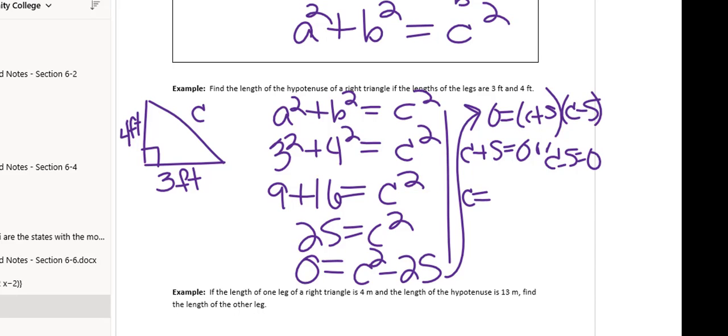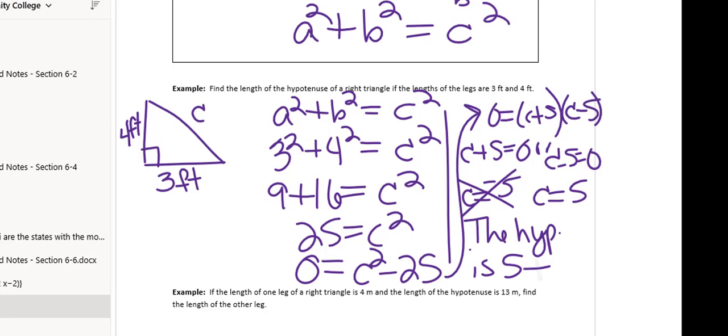If C plus 5 equals 0, then C is a negative 5. That doesn't make sense because it's length, it's feet. All right, so we don't have negative feet. So I go to the next one. If C minus 5 equals 0, then C is equal to a positive 5. Now that makes sense. All right, so the hypotenuse, and I'm just going to abbreviate it, is 5 feet. And that would be my solution.